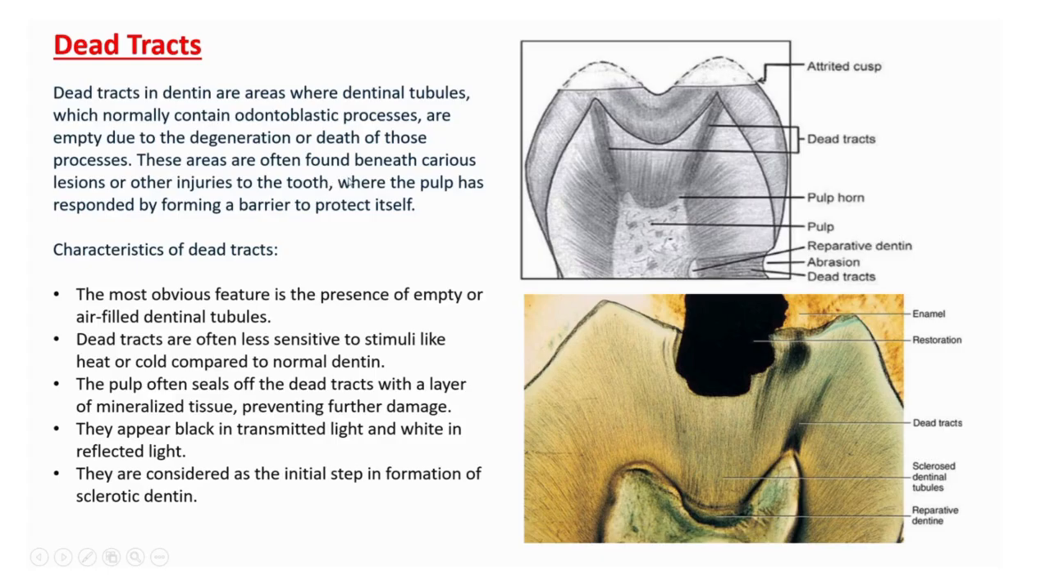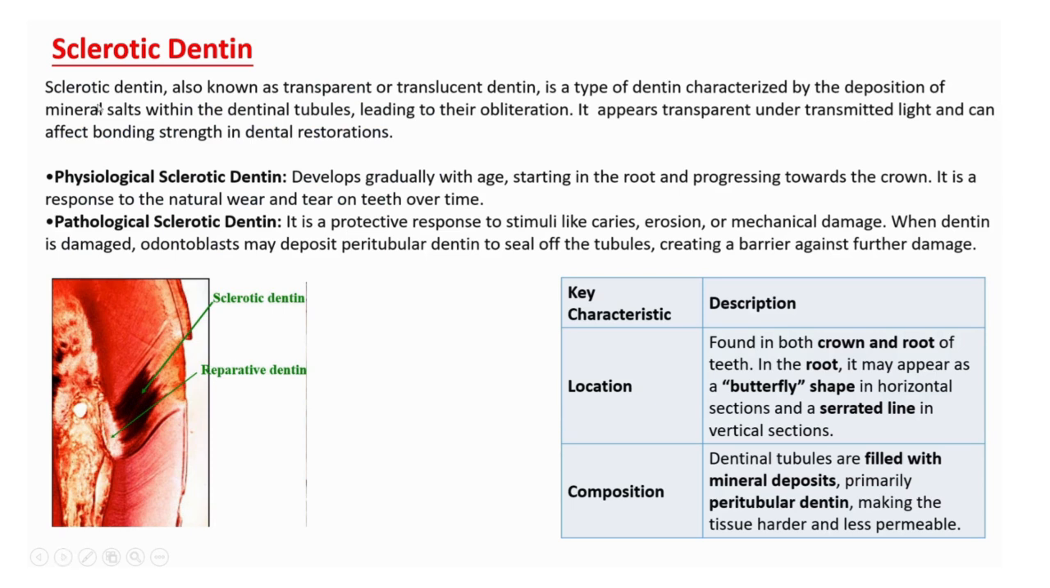These areas are often found beneath carious lesions or other injuries to the tooth where the pulp has responded by forming a barrier to protect itself. A key characteristic of dead tracts is they appear black in transmitted light and white in reflected light. Over here, these are your dead tracts. Next is your sclerotic dentin.